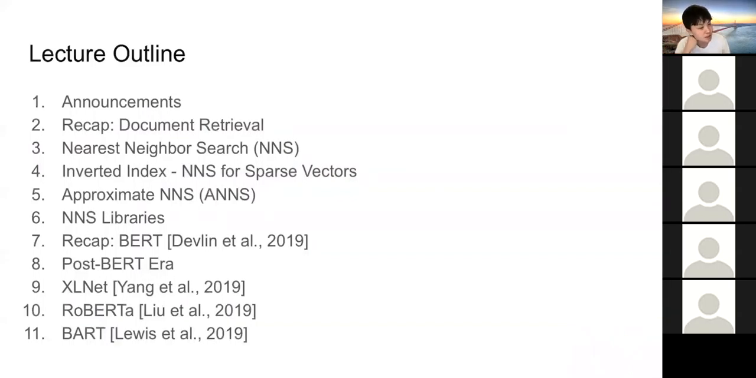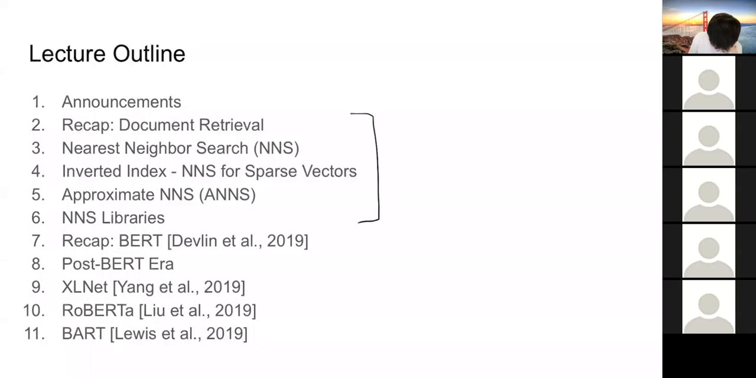As always, I'll start with a few announcements, and we'll do a brief recap about document retrieval. Remember that in last class, we did the document retrieval and the open domain QA tutorial. We're coming back to retrieval a bit because I thought you might want to know these before you work on your final project.